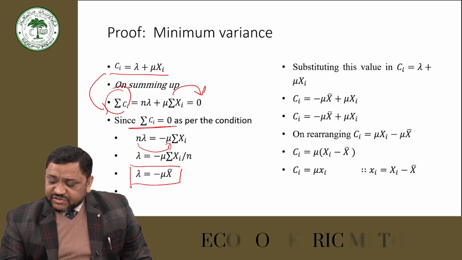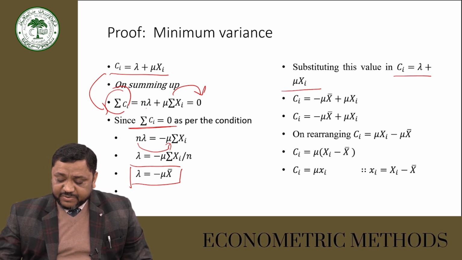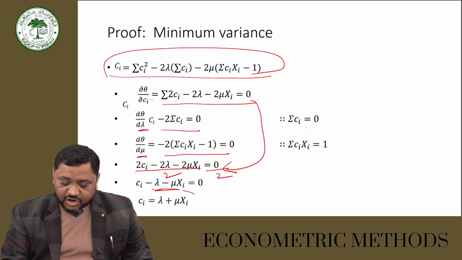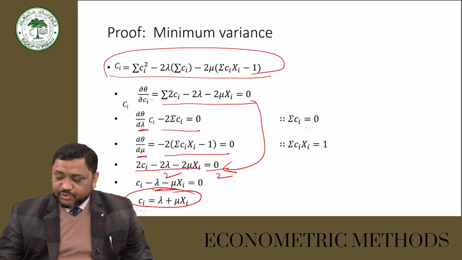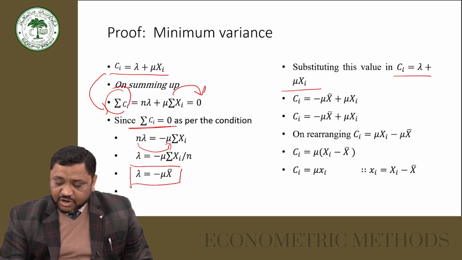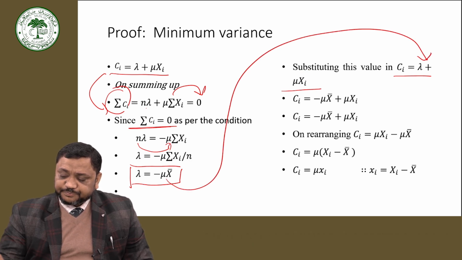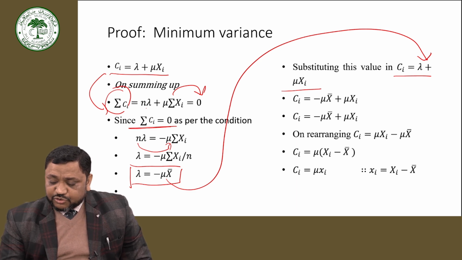Now we have this equation ci is equal to alpha plus mu xi. We have got this equation from here, ci is equal to lambda plus mu xi. We write this equation over here and we substitute the value of lambda over here. So now it becomes ci is equal to mu x bar plus mu xi.